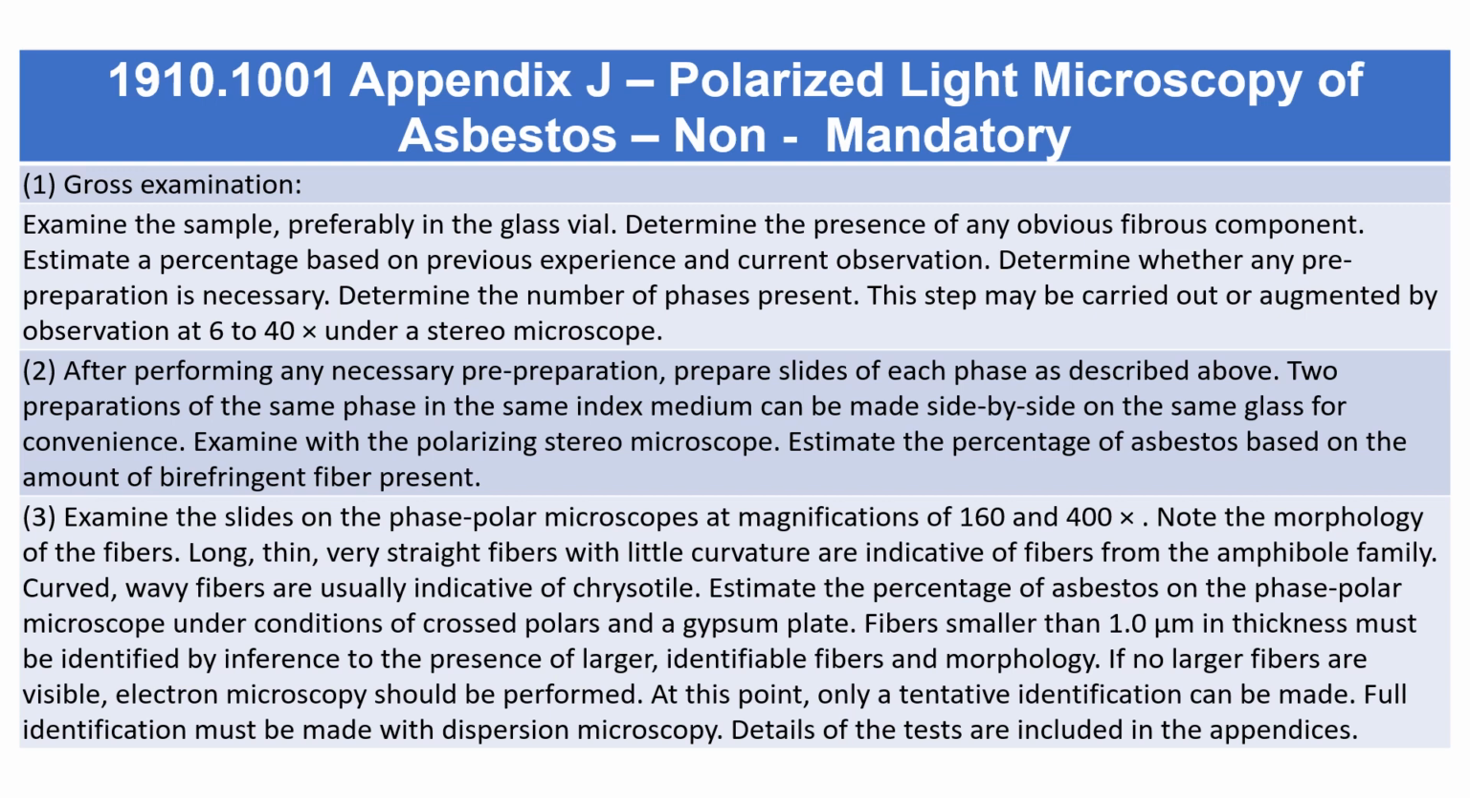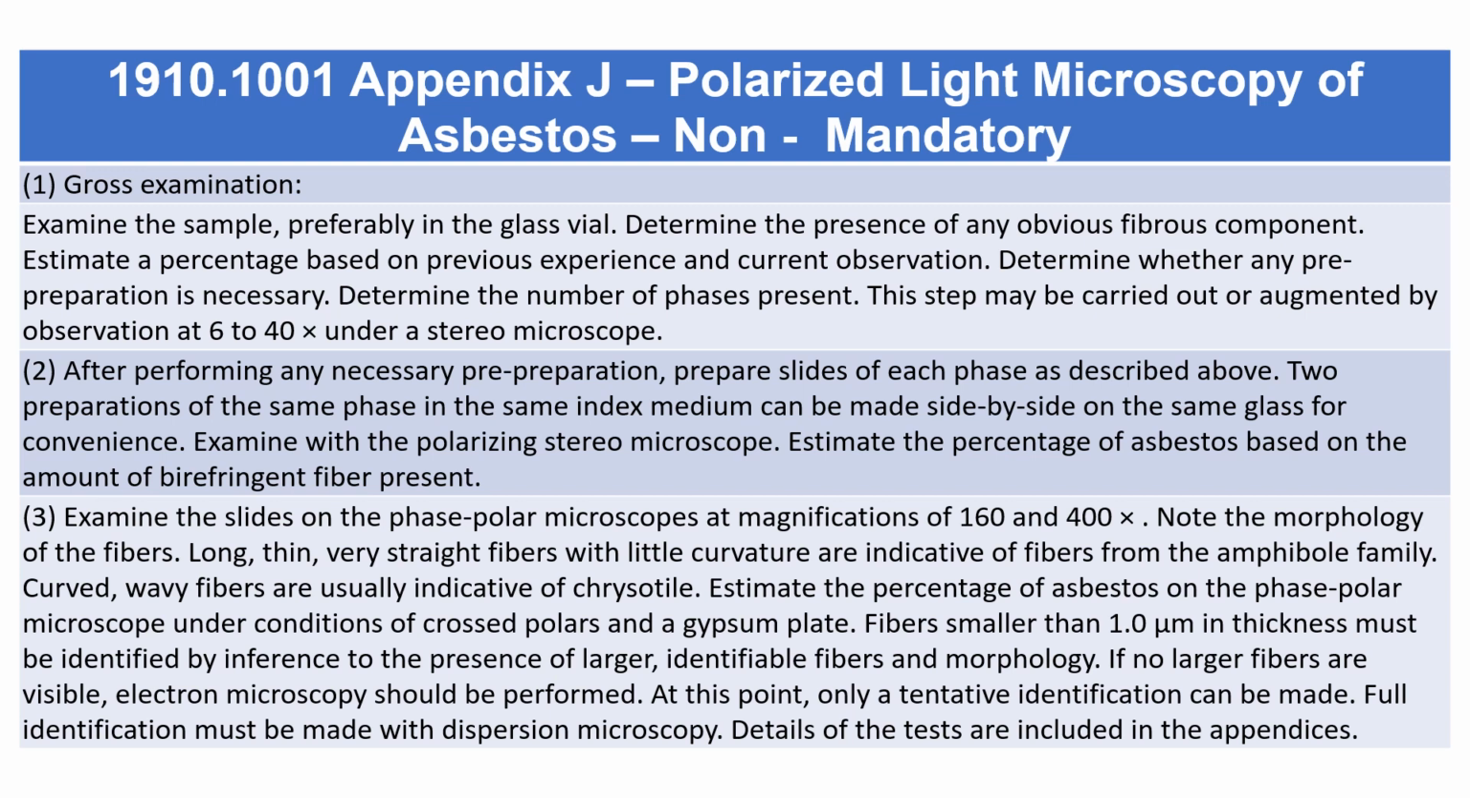3. Examine the slides on the phase-polar microscopes at magnifications of 160 and 400 times. Note the morphology of the fibers. Long, thin, very straight fibers with little curvature are indicative of fibers from the amphibole family. Curved, wavy fibers are usually indicative of chrysotile. Estimate the percentage of asbestos on the phase-polar microscope under conditions of crossed polars and a gypsum plate. Fibers smaller than 1.0 µm in thickness must be identified by inference to the presence of larger, identifiable fibers in morphology. If no larger fibers are visible, electron microscopy should be performed.